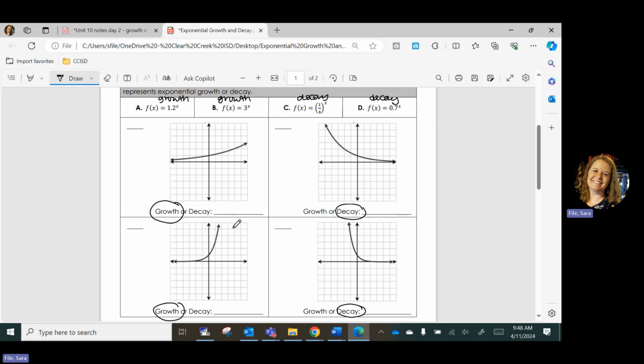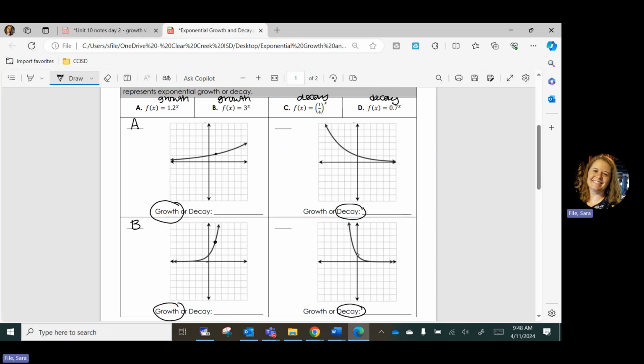And you can also remember, you could plug in points if you didn't know. If I were to plug in a 1, 3 to the 1 power is 3. So there should be a point at 1, 3, which there is. So this is that B equation. And then this one was less steep. It was increasing at a slower rate, and that is the A graph. And you can also see at 1, it crosses at 1.2, which is the base.